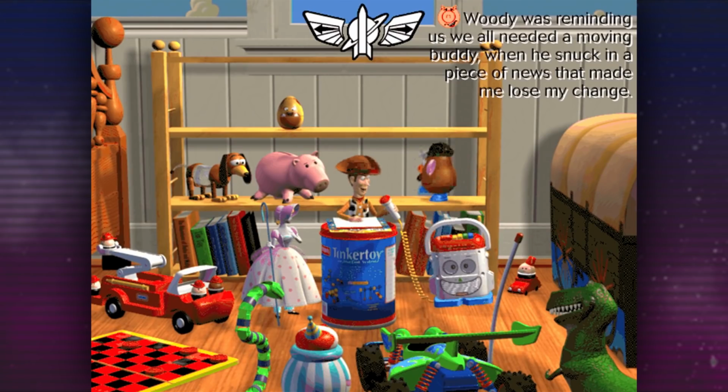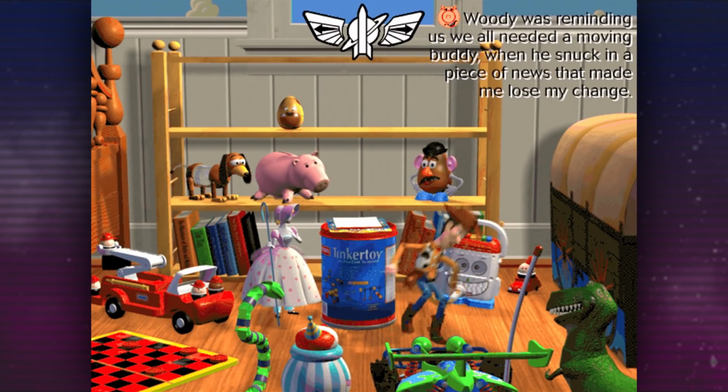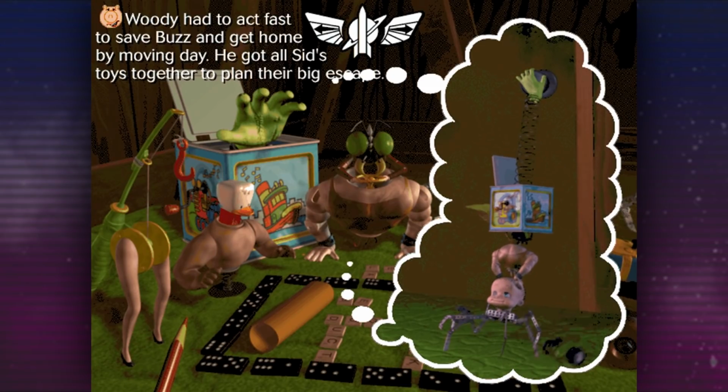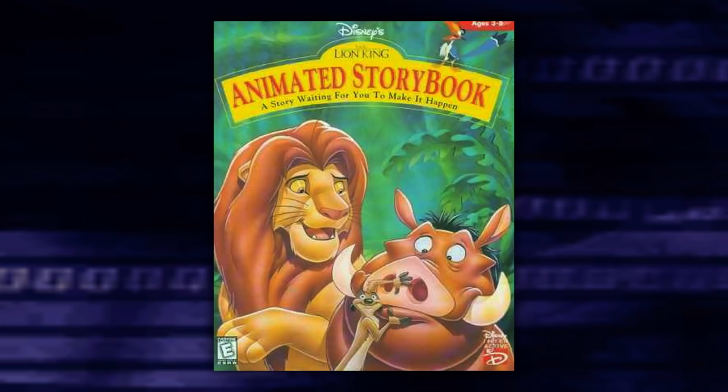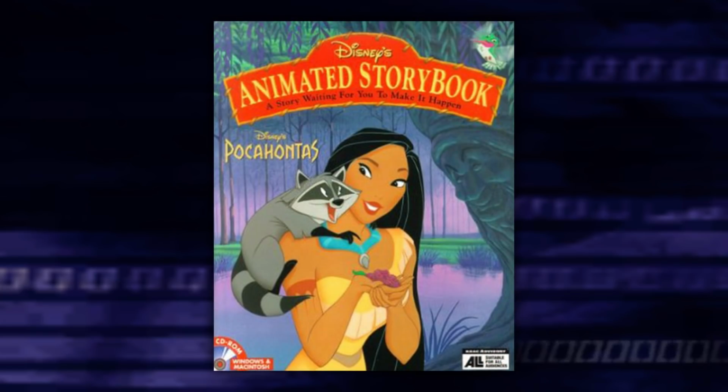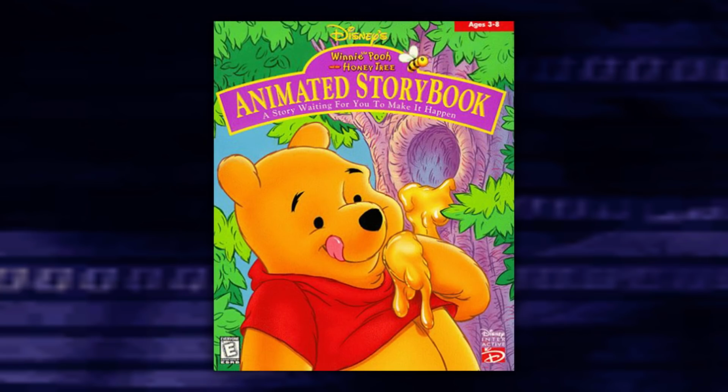Before you turn to the next page, you can interact with whatever the game lets you click on screen with the mouse. Disney had a high level of quality for these projects, meaning you could expect a lot from their interactivity. They did storybooks for Lion King, Pocahontas, Hercules, Winnie the Pooh, the list goes on.